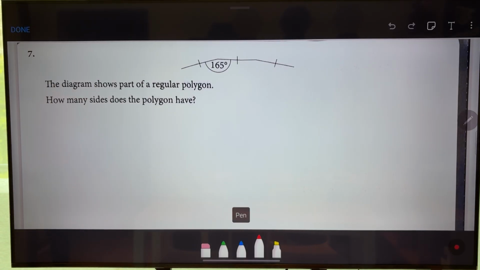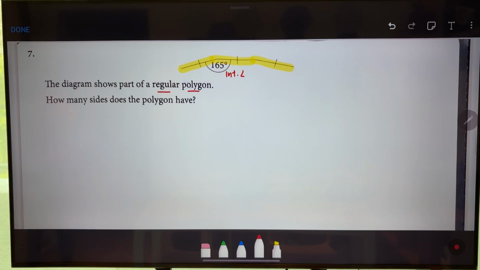Let's just look back at the question. Question talks about a regular polygon. What is so special about a regular polygon? All sides have the same length, right? So if all sides have the same length, that's why there is this line over here. So all these lengths are the same. And you have one angle that is inside, that's the interior angle, that's 165 degrees, interior angle.